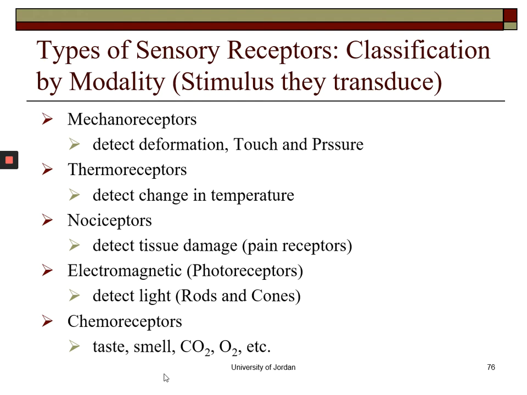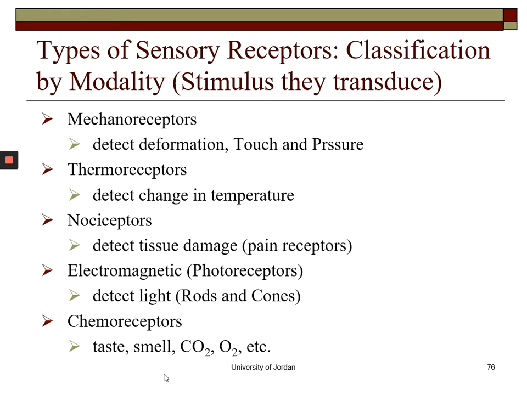Thermoreceptors. So mechanoreceptors detect deformation in terms of touch and pressure. Thermoreceptors detect change in temperature, thermal, warm or cold. Nociceptors detect pain, which is due to tissue damage. And these are very important receptors.